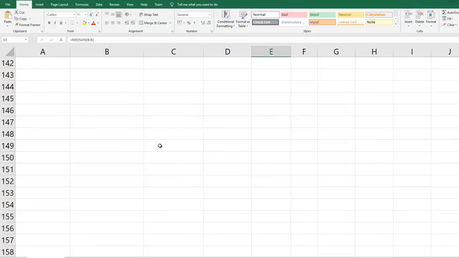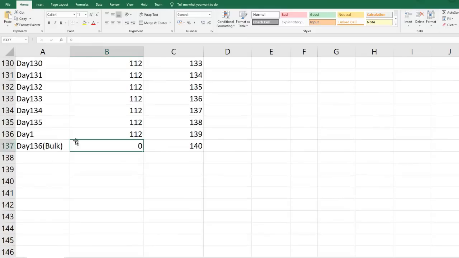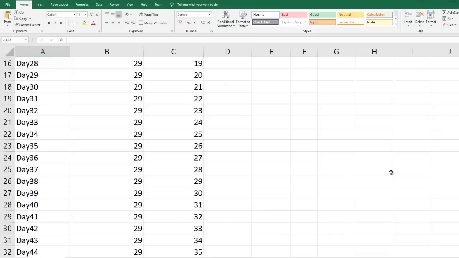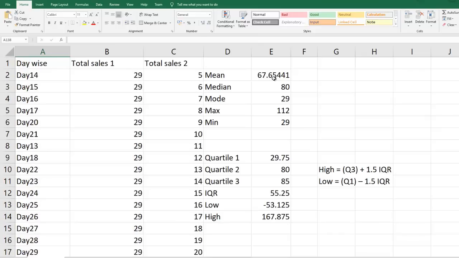Actually, let us put some value here, because if we exclude it, it again gets calculated in the mean. So I'm going to just make it 112 for now. You can see now that this is 67 and that is 80. That looks reasonable, right?